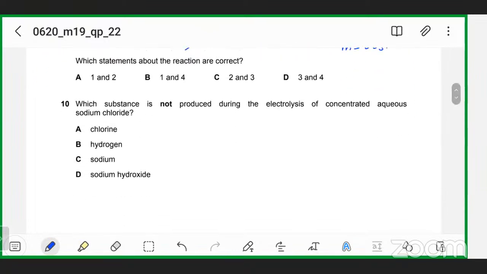Which substance is not produced during the electrolysis of concentrated aqueous NaCl? So electrolysis is happening, okay? In electrolysis you've got 2 electrodes. Now tell me, what ions are there in NaCl?